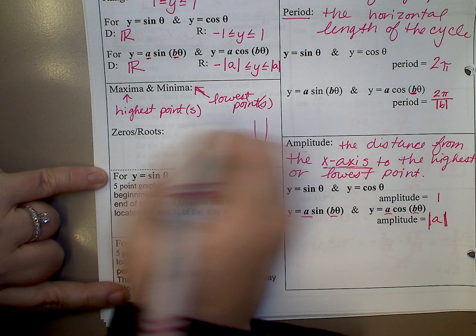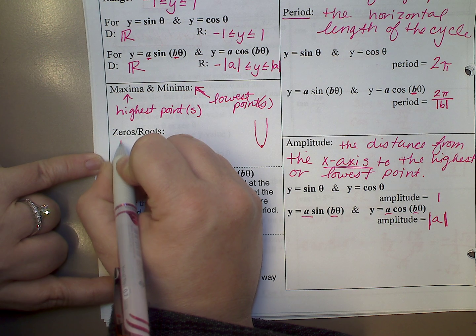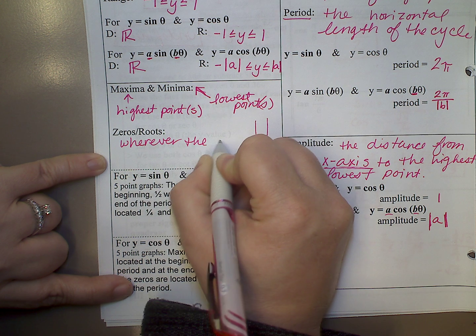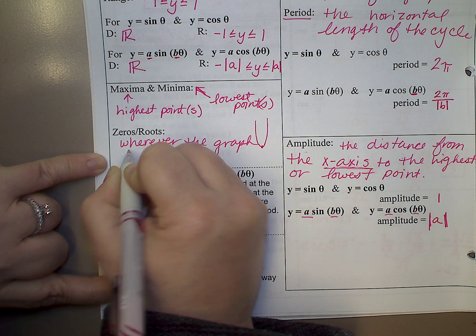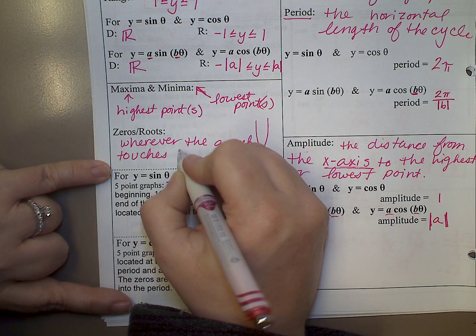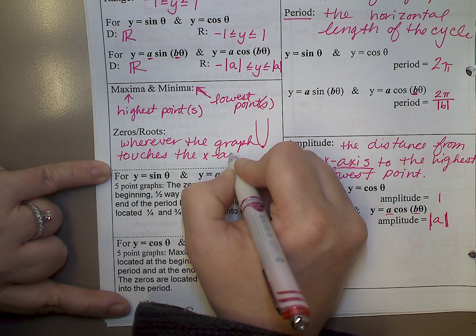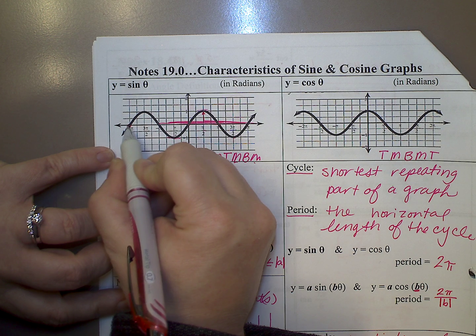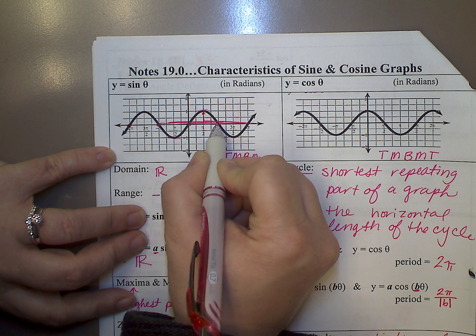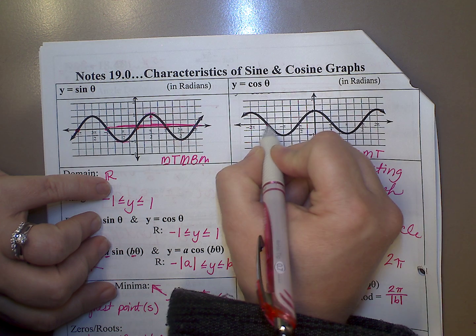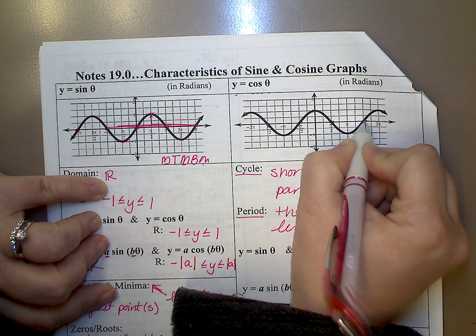Okay? And then zeros and roots would be wherever the graph touches the x-axis, just like it was when we learned about them with polynomials last semester. It's wherever it crosses the x-axis. So in my graph here, I have a 0 here, here, here, here, here, and if my graph extended, I could continue on there. On my cosine graph, here, here, here, here, and so on.